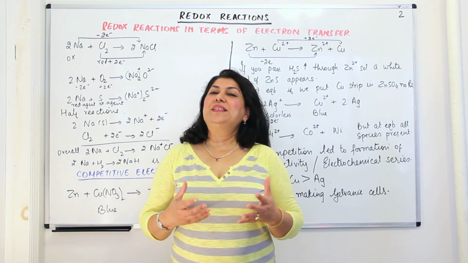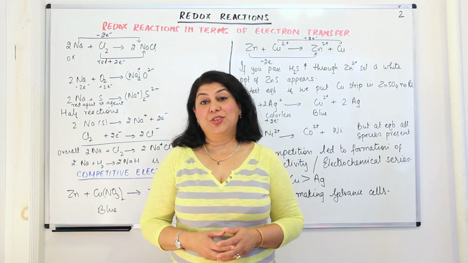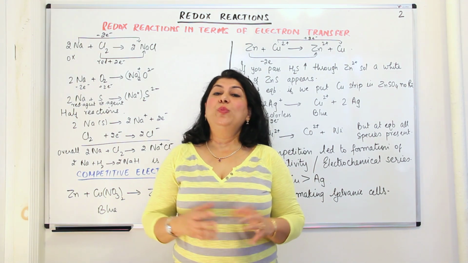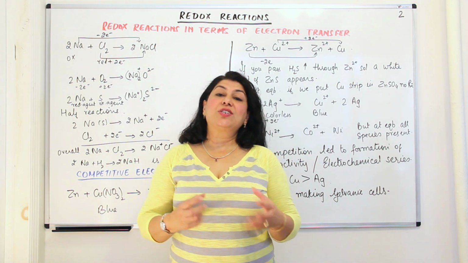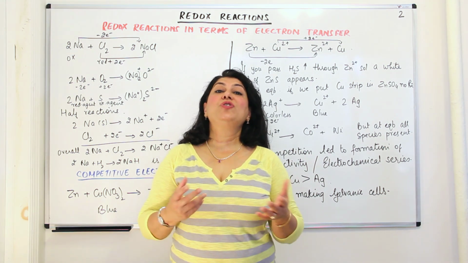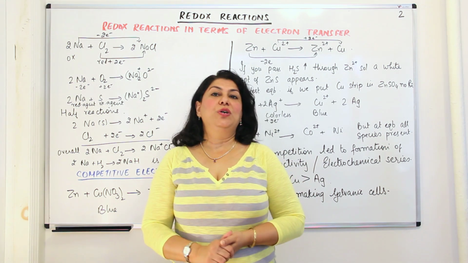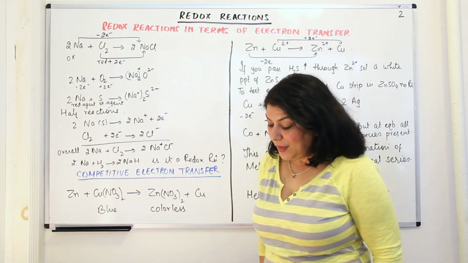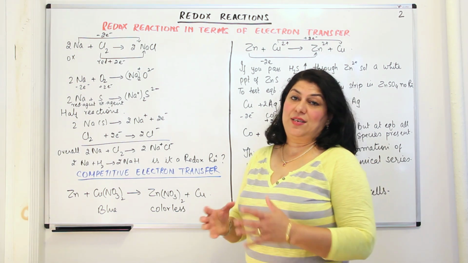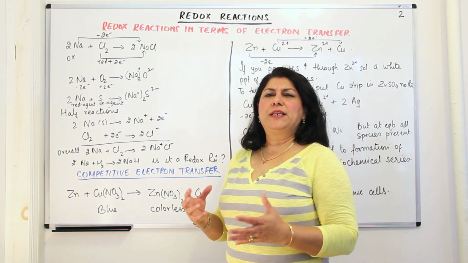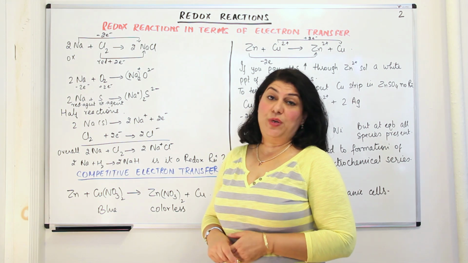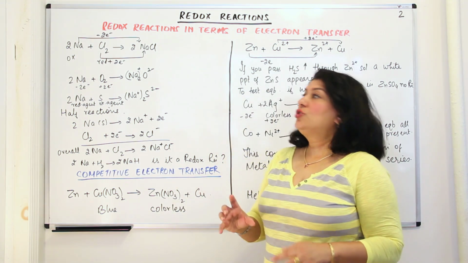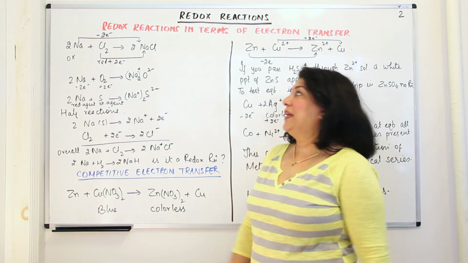I told you the different definitions of oxidation and reduction. And in the different definitions, we came to the fifth definition, which said that redox reactions can be explained in terms of electron transfer. So the topic of this video is redox reactions in terms of electron transfer. I told you when I discussed in part 1 that any substance that loses electrons is said to be oxidized and anything that gains electrons is said to be reduced. So we'll understand this taking some examples.